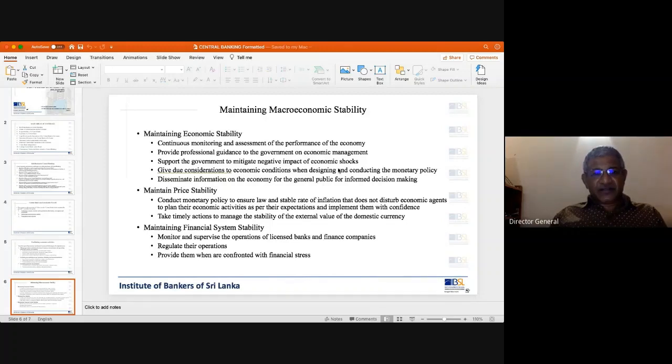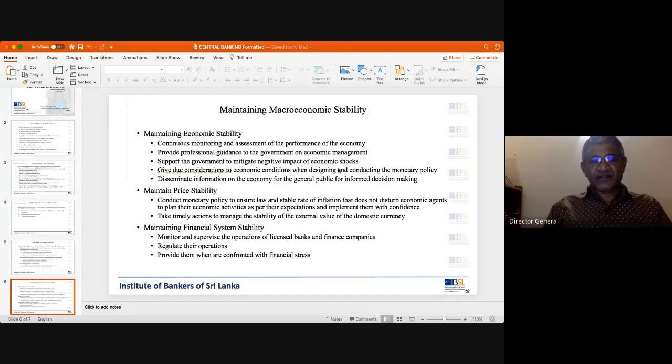And the third one is to support the government to mitigate the negative impact of economic shocks. From time to time, the economy can experience shocks. They can emanate either from within the economy or from outside the economy. Recently, the COVID-19 pandemic was a shock, so that small, medium, and large-scale businesses have been affected.